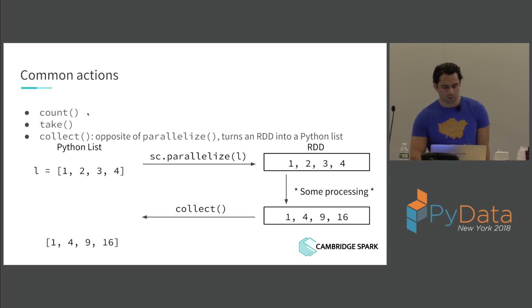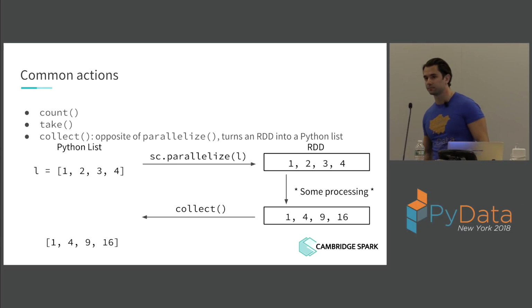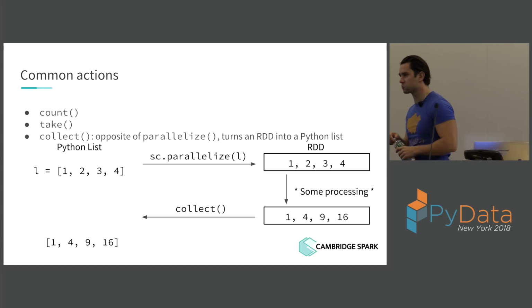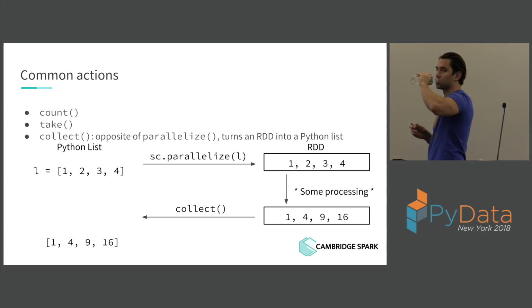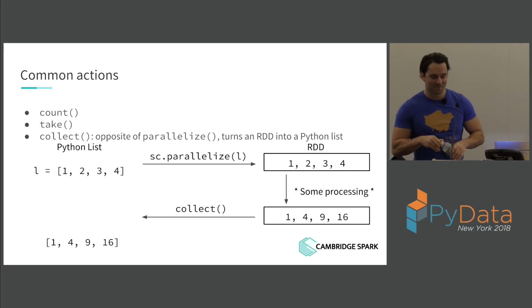Now, other operations you may use: we've covered count, we've covered take. Finally, there's collect, which I haven't mentioned yet. Collect allows you to take an RDD and get the whole thing as a Python list. Now, this is an extremely dangerous operation, as the gentleman over there knows.